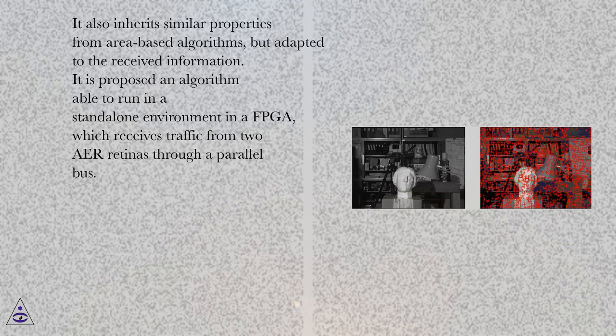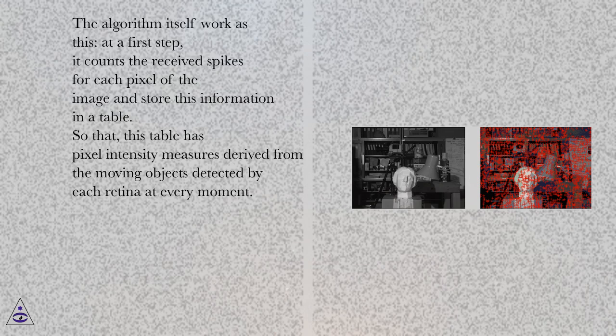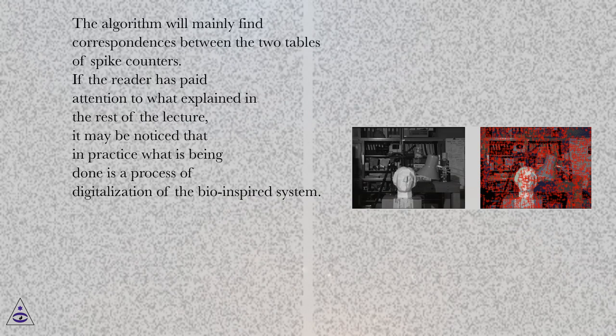It is proposed an algorithm able to run in a standalone environment in an FPGA, which receives traffic from two AER retinas through a parallel bus. The algorithm itself works like this: at a first step, it counts the received spikes for each pixel of the image and stores this information in a table. So this table has pixel intensity measures derived from the moving objects detected by each retina at every moment. The algorithm will mainly find correspondences between the two tables of spike counters.